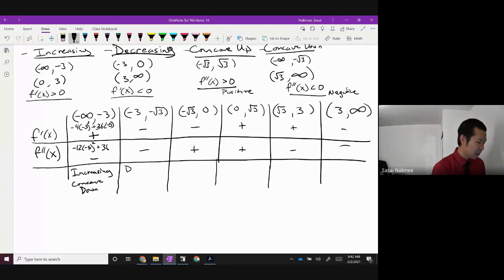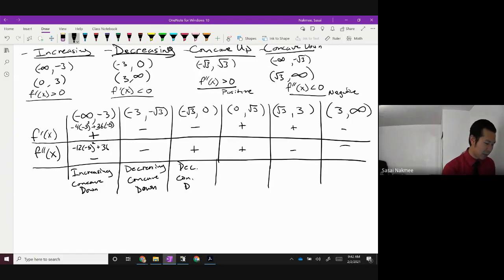So this right here is going to be decreasing and concave down. We've got to find a way to shorthand this. I don't want to write this the whole way through. Maybe for decreasing we'll just write dec, and for concave down we'll write concave down. Maybe just start abbreviating everything. Or we could do draw notations here.